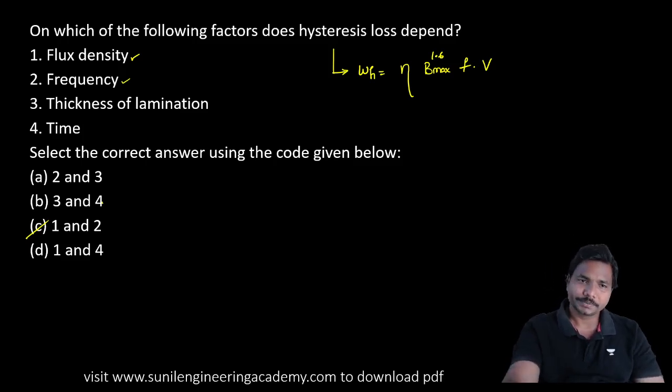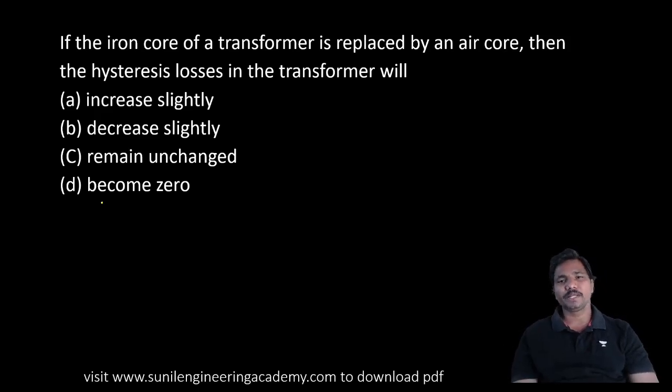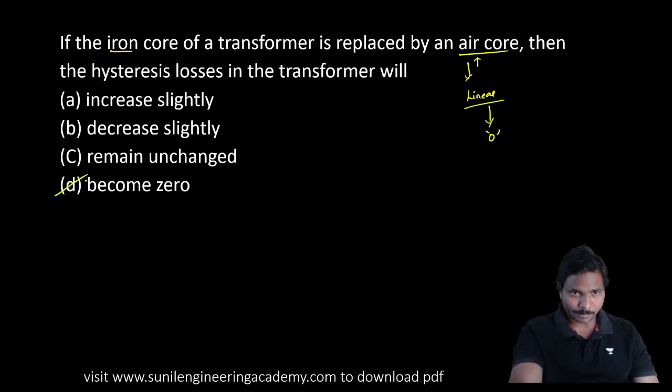Coming to the next question, guys. If the iron core of a transformer is replaced by an air core, I have already explained this at the start of this session, then hysteresis losses in the transformer will be dash. Whenever we have magnetic types of cores, we get hysteresis losses. If you are using an air core, we get linear characteristics. Linear characteristics means the hysteresis losses are nothing but almost 0. So it becomes 0.